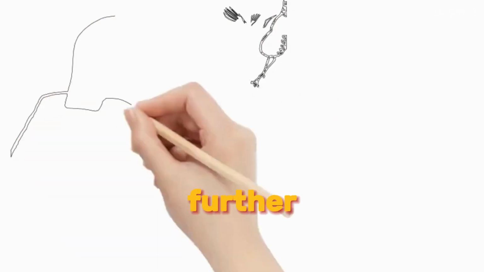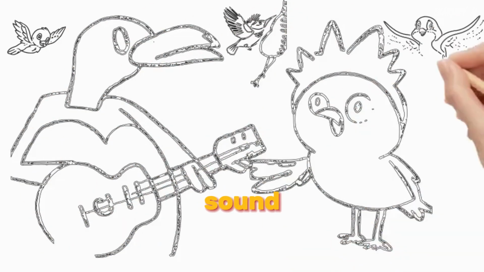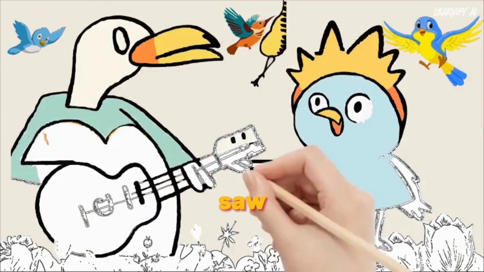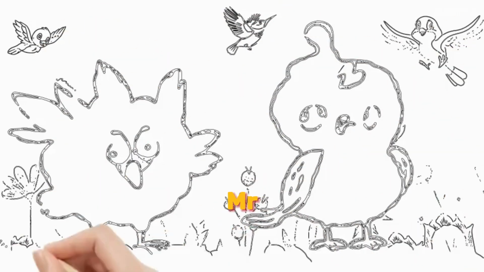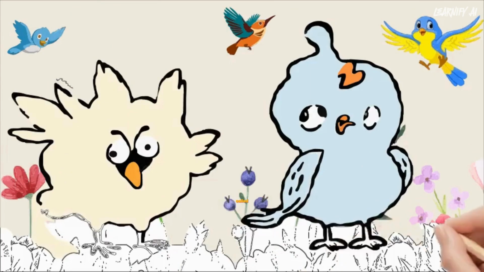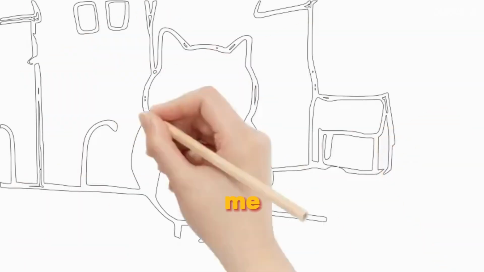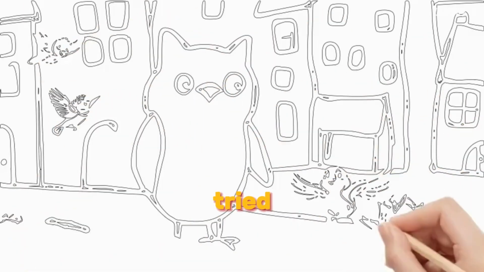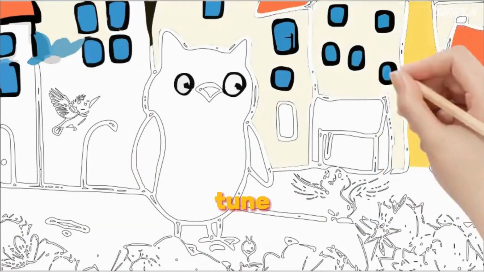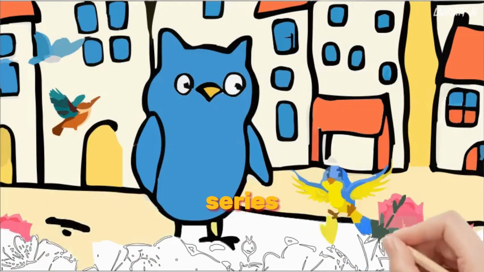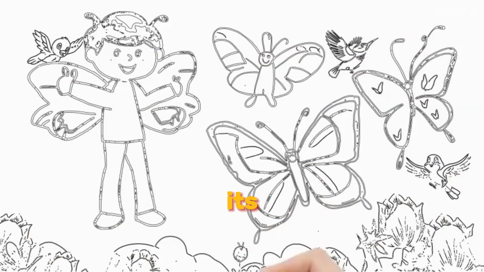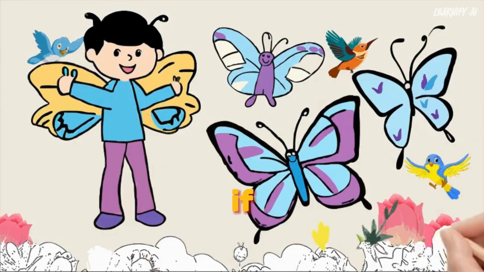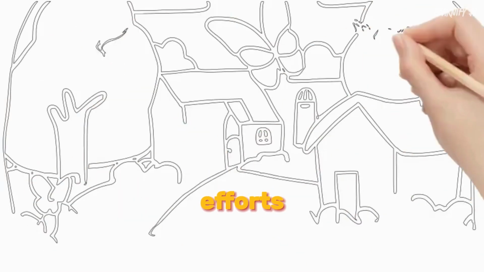As he ventured further, Mike heard a chirping sound. He looked up and saw a bluebird singing merrily on a branch. "Hello, Mr. Bluebird," Mike called out. "Can you teach me your song?" He tried to mimic the bird's cheerful tune, but it came out more like a series of funny squeaks and squawks. The bluebird tilted its head, looking amused, as if it were laughing at Mike's efforts.